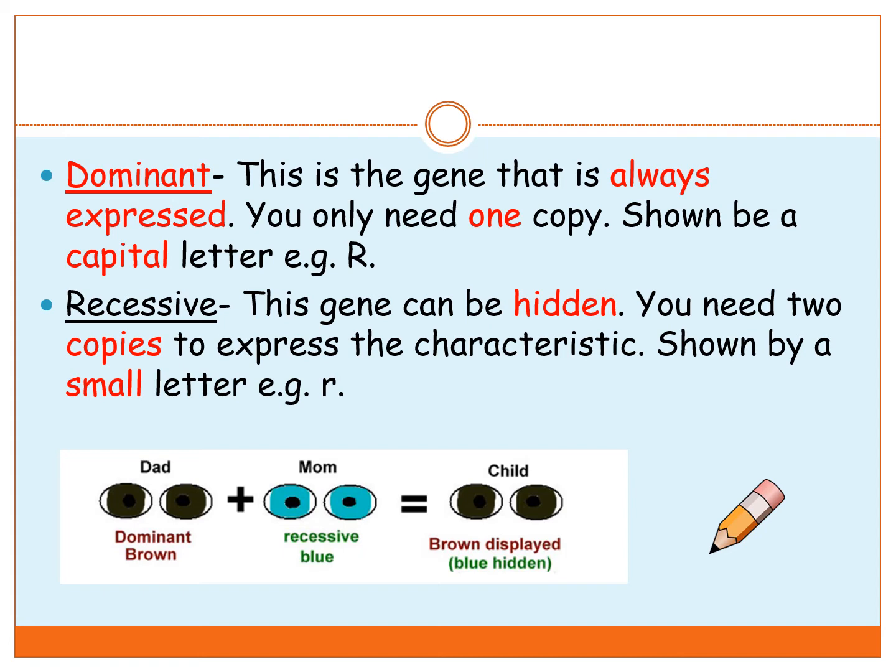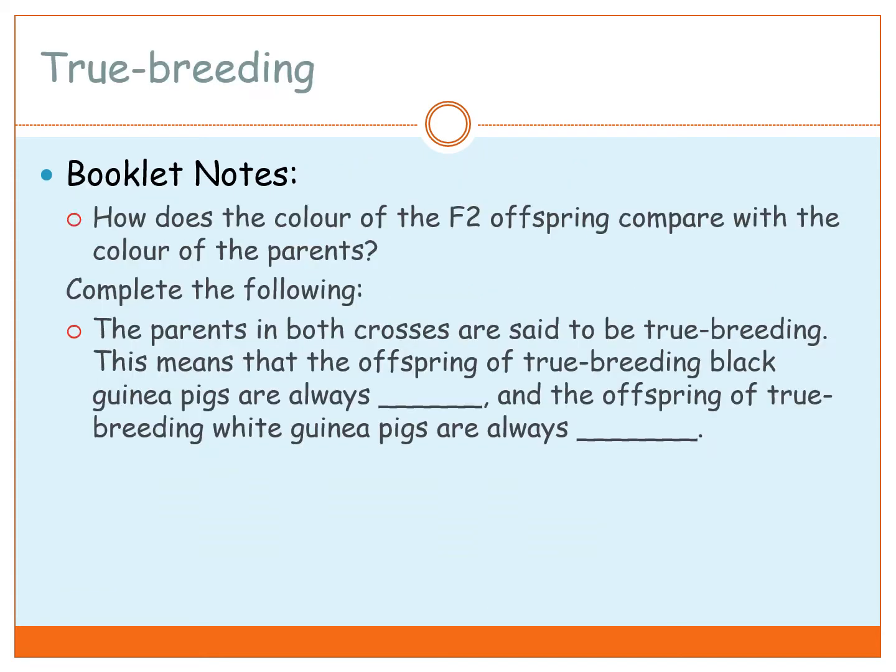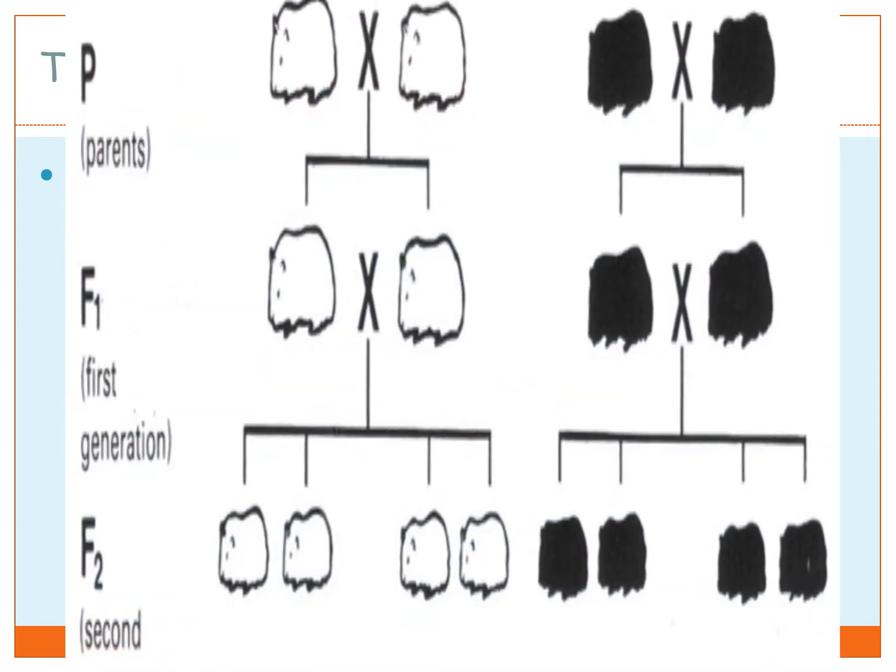For this diagram below, you've got a dominant brown, so it could be big R, and it doesn't say that it's hidden. And then for your recessive blue, it would be little r, and then for your child, it would be big R, little r, because the blue gene is hidden, so it would still display the brown phenotype. So make sure you go over and over this and learn the difference between dominant and recessive before you go on. So now let's look at true breeding.